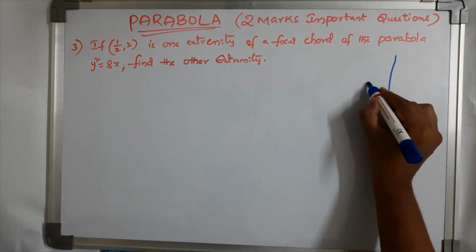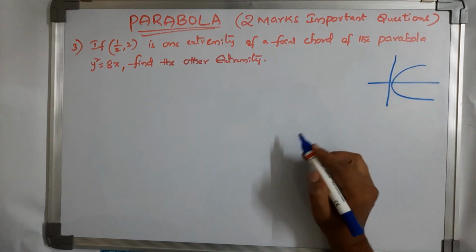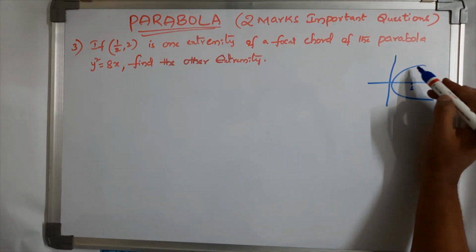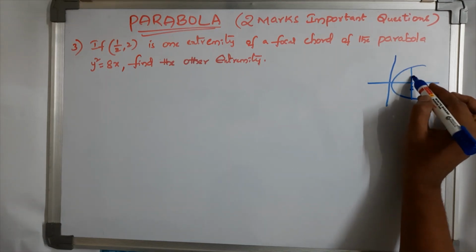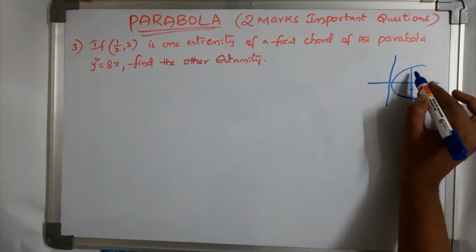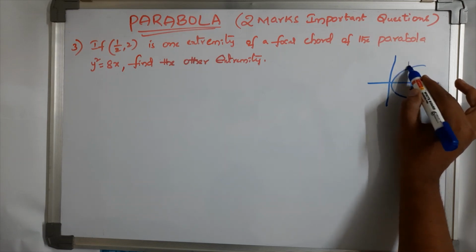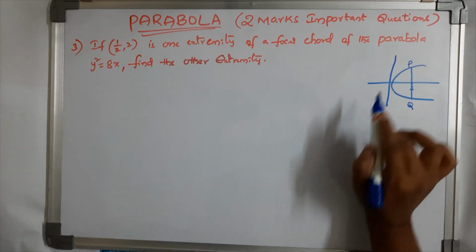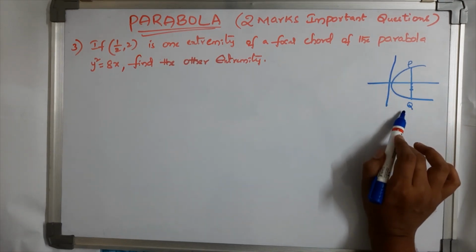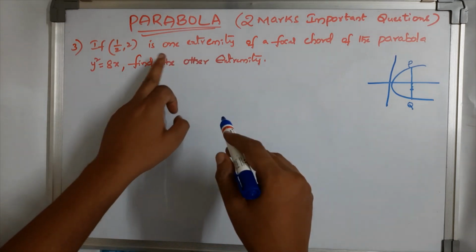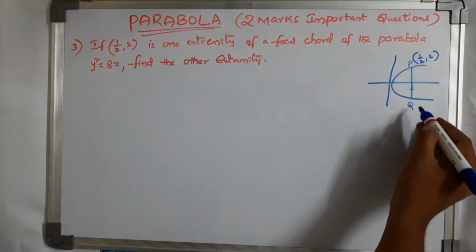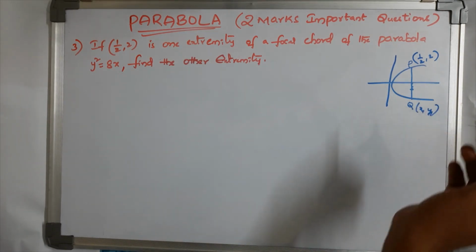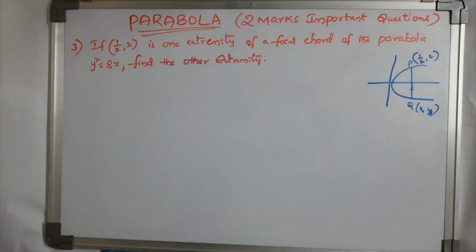Suppose this is the parabola, okay, and this is the focus. If a chord goes like this, then this one is called as focal chord. A focal chord has two extremities. One is this one and other is this one. One is P and other one is Q, right? The one extremity is given, 1 by 2 comma 2 is given. Now we have to find this one, x1, y1. Suppose we have to find another extremity, right? What is the given parabola?